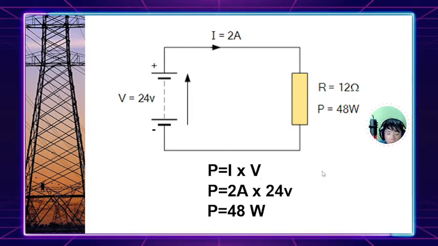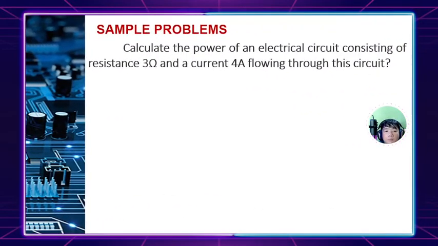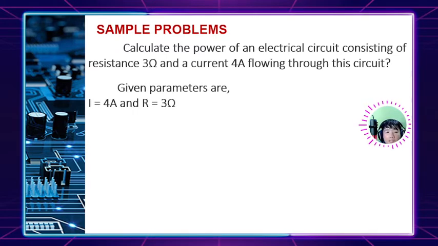Okay, class, please be guided with the table, the chart, and the triangle for you to determine. What is important is that you know the formula, and you are guided by the charts and triangle. It would be easy for you to arrive at a solution and the correct answer, or the correct fundamental charges. So here's another problem. You need to calculate the power of an electrical circuit consisting of a resistance of 3 ohms and a 4 ampere current flowing through the circuit. So the parameters are current equals 4 amperes and R equals 3 ohms.